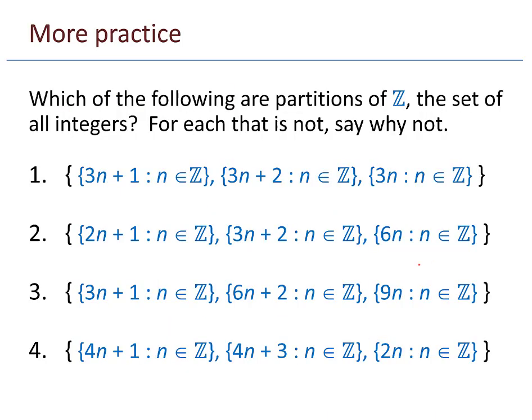Now, partitions become more interesting when I have infinite sets. So consider the set of all integers. How might I partition the set of integers? I want to do this in a way so that I have subsets that are disjoint and that account for every integer. So take a look at 1, 2, 3, 4. Which ones of these are partitions of the integers? Which ones are not? And once again, pause the video, do your best, and then unpause to see the answer.